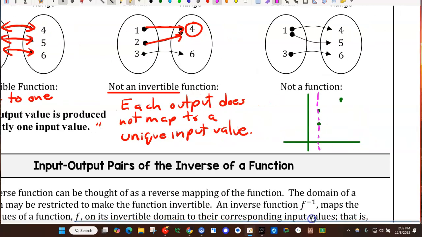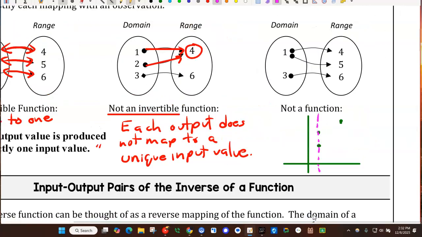So if it does that, it's not a function and it can't be an inverse. Okay? So you can write that in there. It does not pass the VLT, vertical line test.